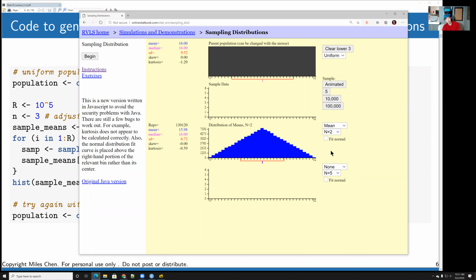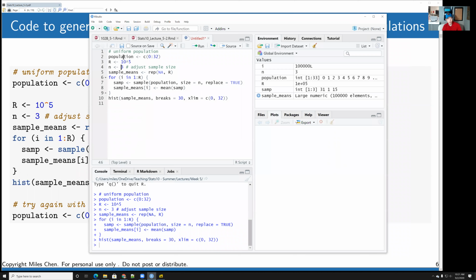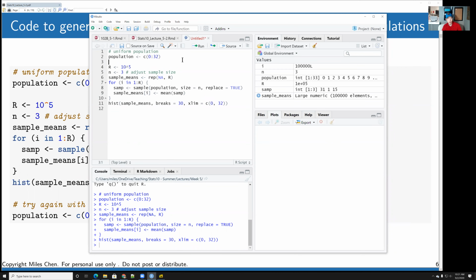With samples of size 2, if I do a whole bunch of these, over 200,000, I get a distribution that looks like a pyramid, like a triangle, okay? But then if I jump up to samples of size 5 and I animate this, and I do a couple hundred thousand of these, now I get something that looks kind of like a normal distribution. With the app, you only get to choose n equal to 2, 5, or 10. I want to see what happens when we take samples of different sizes. And so here I'm creating a uniform population where the population has the values 0 through 32.